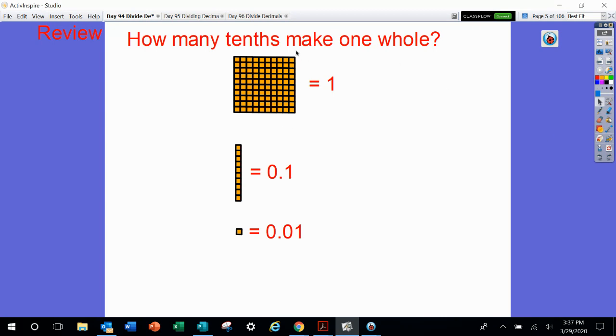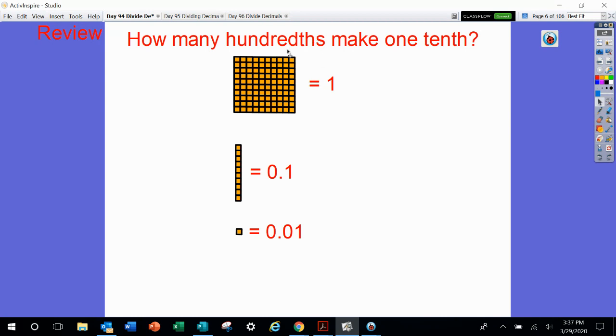So if this flat represents 1 whole, this rod represents 1/10, and this little block represents 1/100th. How many tenths would I need to create 1 whole? That's right, I would need 10 tenths to create 1 whole. You can even think of it like a fraction. 10 over 10 would give me 1 whole, okay?